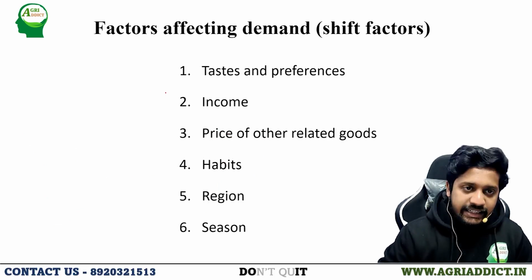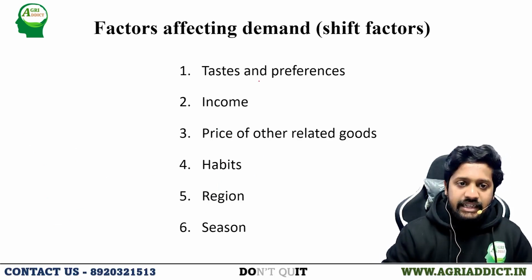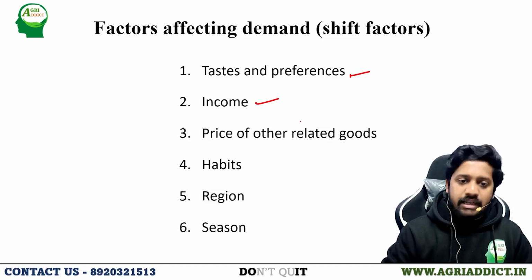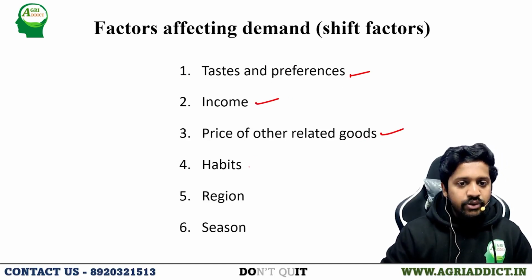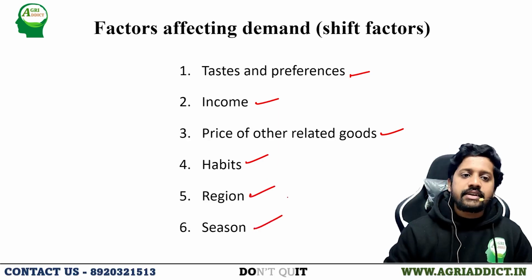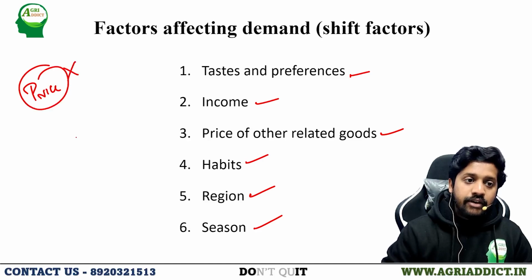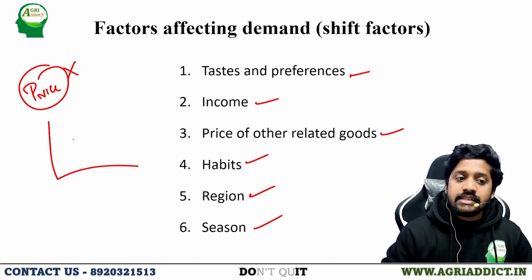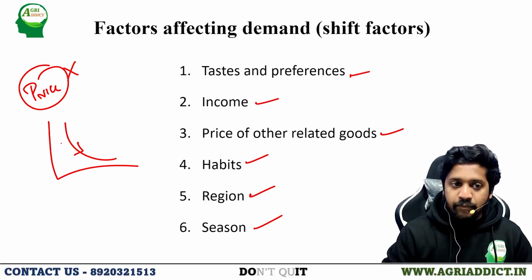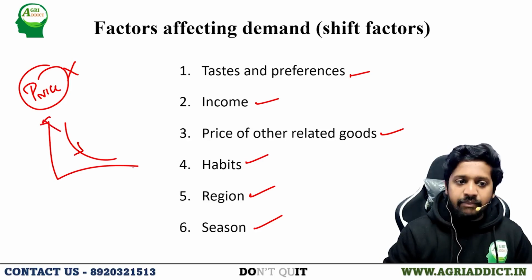Again it is restated here: factors affecting the demand, that is tastes and preferences, income level of the consumer, price of the related goods, the habits of the consumer, the region, the season, everything which is apart from the price. When the price of the commodity changes, the quantity demanded changes along the demand curve.